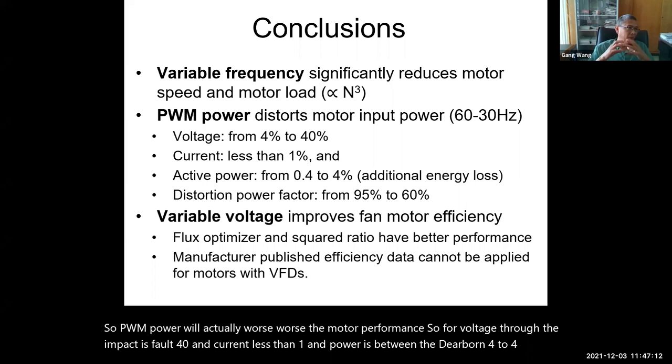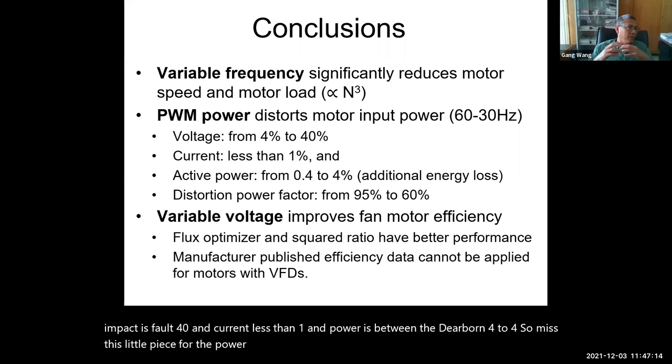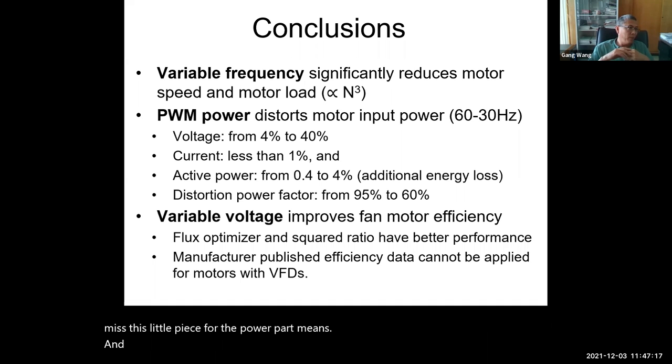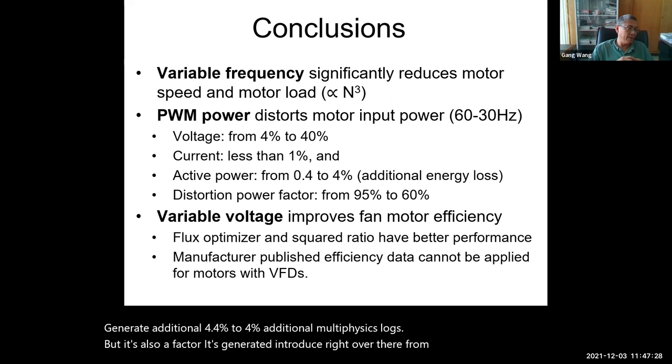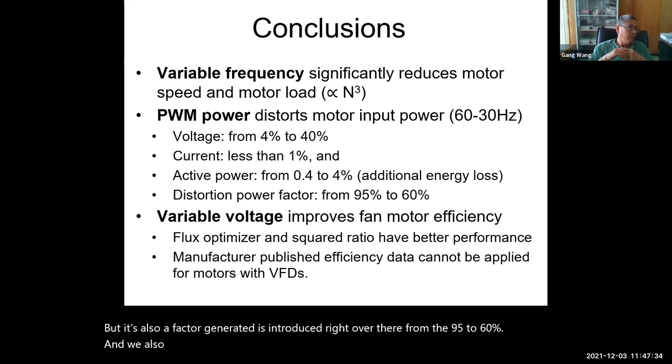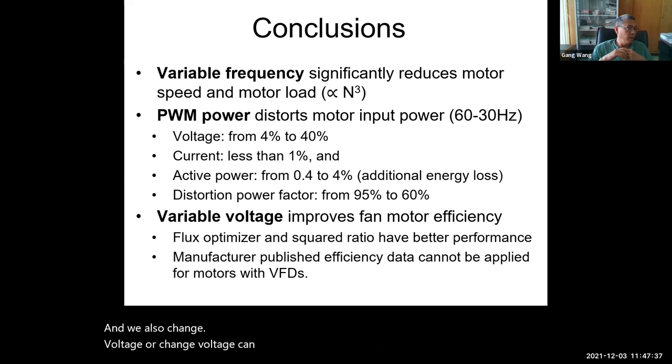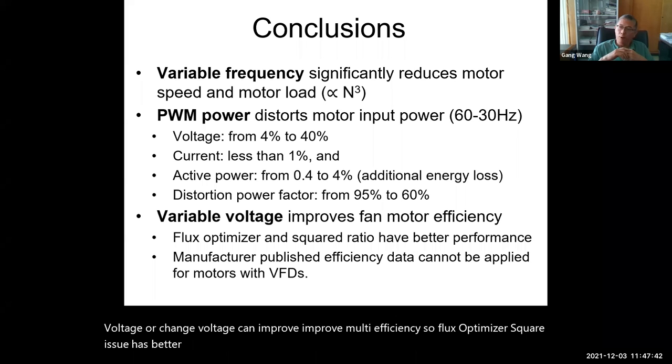This means the power part can generate an additional 0.4% to 4% motor efficiency loss. The distortion factor is introduced, and overall the power factor goes from 95% to 60%. The VFD also changes voltage, but changing voltage can improve motor efficiency. So flux optimizer and square ratio have better performance. Again, the motor manufacturer's published motor efficiency data cannot be used for a motor powered by a VFD.